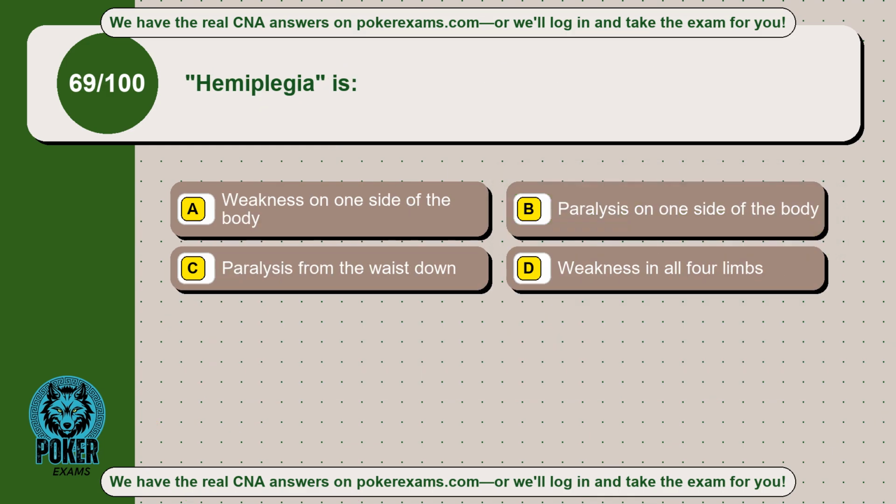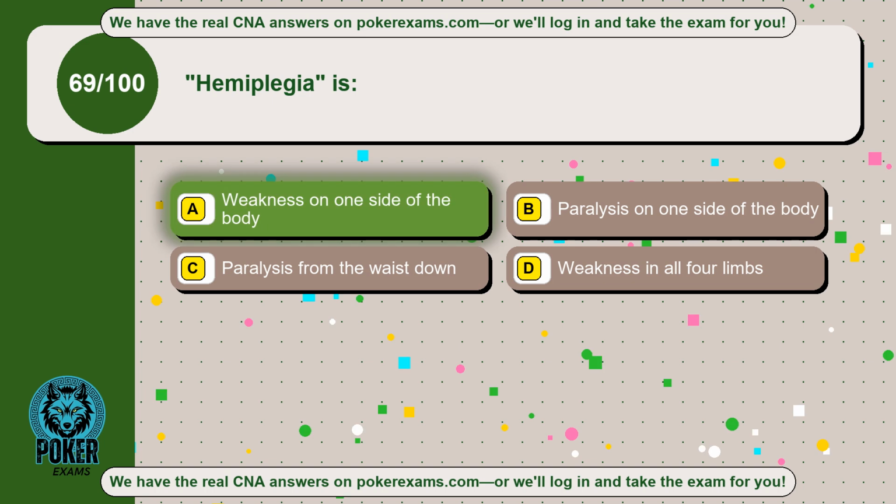Question 69. Hemiplegia is: Option A, weakness on one side of the body. Option B, paralysis on one side of the body. Option C, paralysis from the waist down. Option D, weakness in all four limbs.